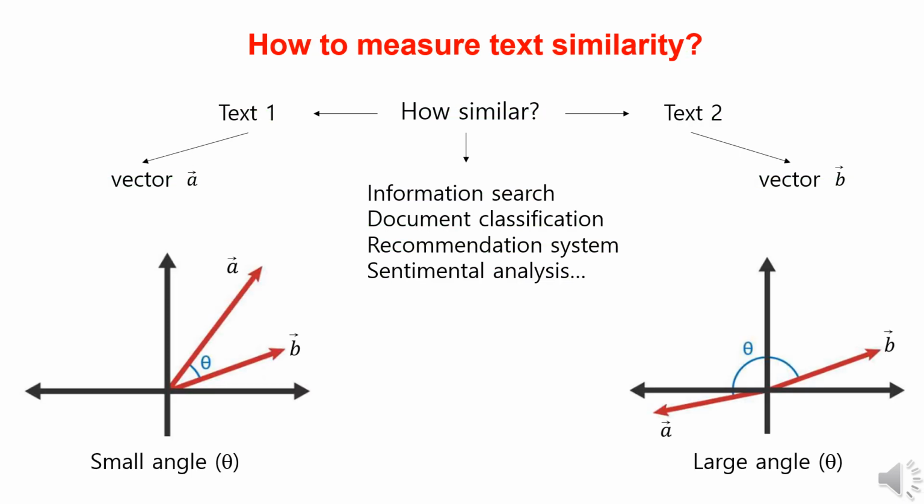When you position two vectors in a two-dimensional coordinate system, a smaller angle between them means they are pointing in a similar direction, while a larger angle indicates they are pointing in different directions. Therefore, if two vectors are in the same direction, there's a higher probability that they have similar meanings, and if they are in different directions, there's a higher probability that they have different meanings. This is how cosine similarity works. It measures the similarity between documents based on the angle between their vectors.